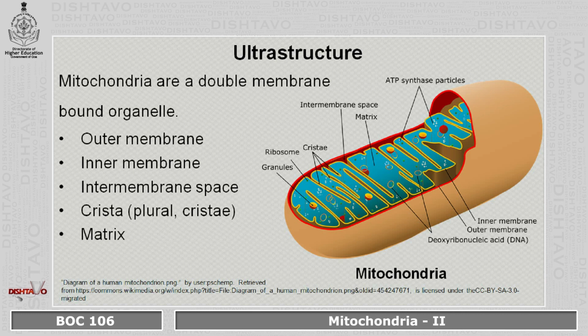Mitochondria are double-membraned organelles found in the cytoplasm of eukaryotic cells. The two membranes are the outer membrane and the inner membrane. Between the outer and inner membrane, there is an intermembrane space. It has cristae and matrix.